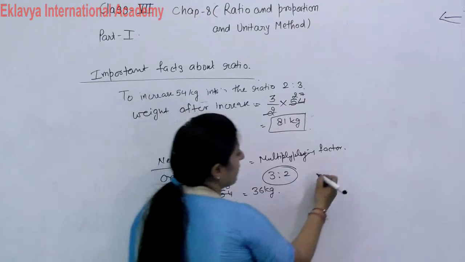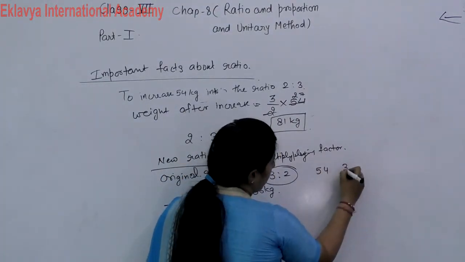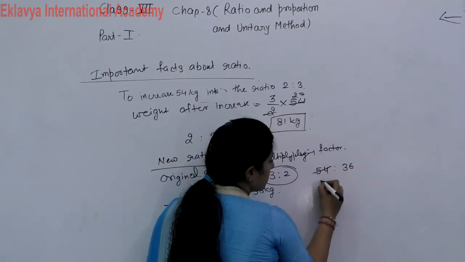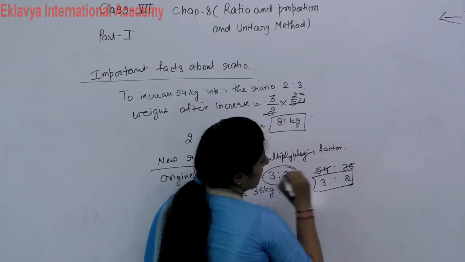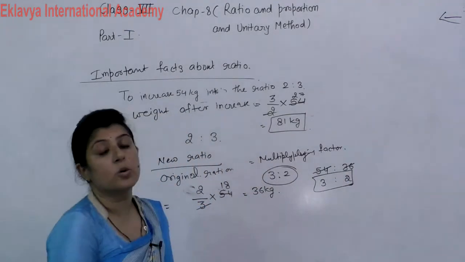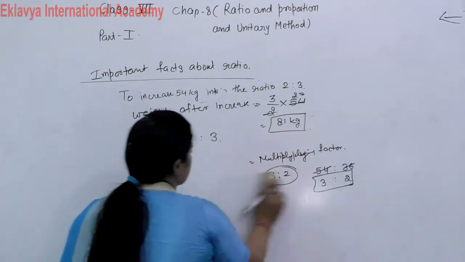What is the meaning of it? It means firstly the weight was 54, now it is 36. If you take the ratio, 18 times 3 is 54, 18 times 2 is 36, so the ratio becomes 3:2. Okay, now see examples.